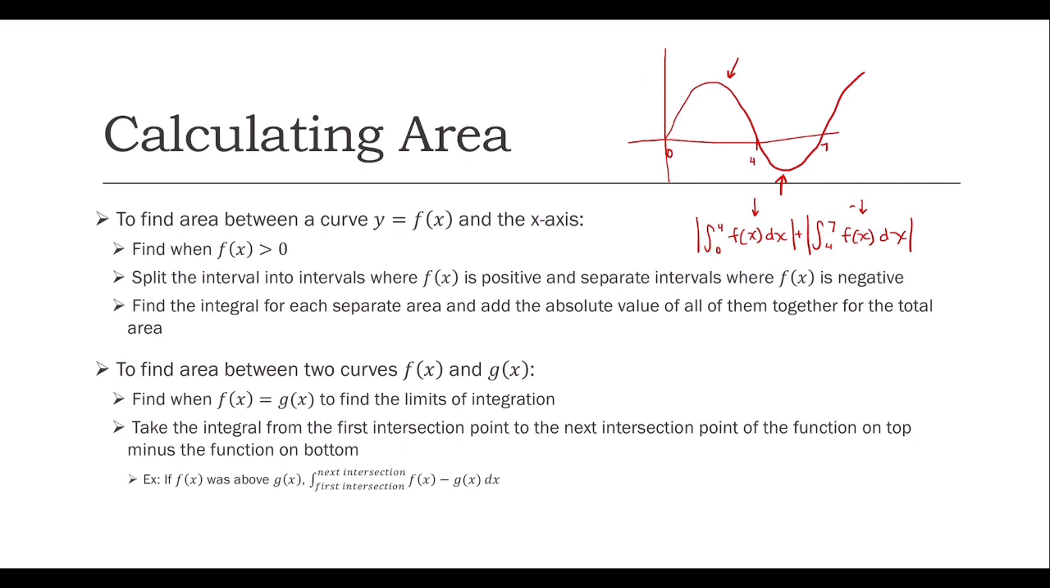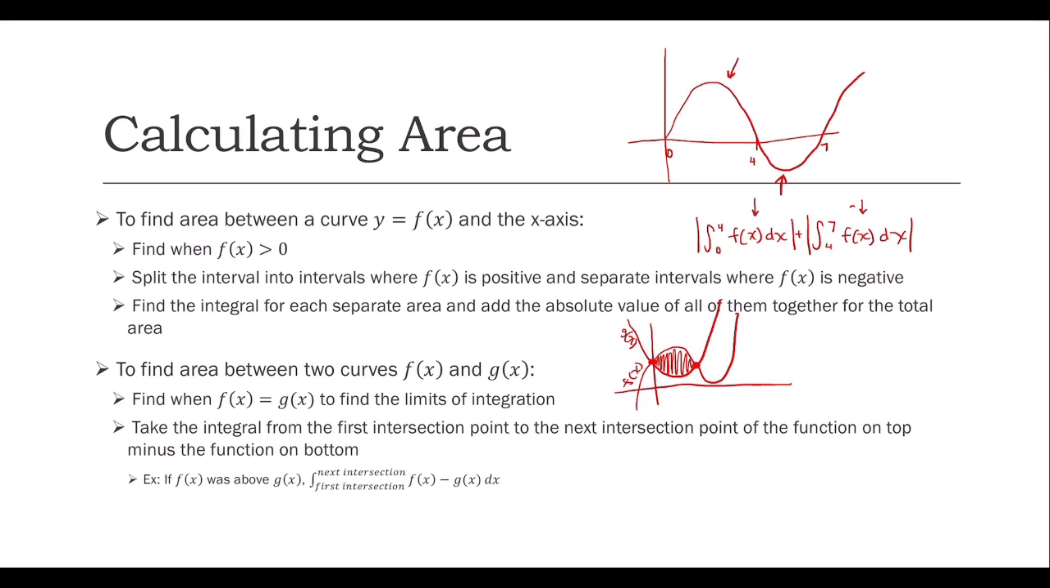To find the area between two curves, f of x and g of x, you would find when your functions are equal to each other. So you could have a function like this and then a quadratic function. So you want to find these intersection points, and then you'll take your integral from your first intersection point to your second intersection point of your function on top minus your function that's on the bottom.